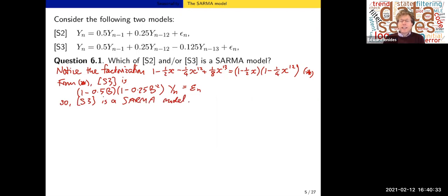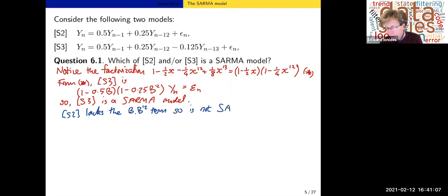Now, if you think about it, any SARMA form, when you write it in the form of 1 minus something B, 1 minus something B to the 12, you're always going to have that B to the 13 term that S2 doesn't have. So let's say S2 lacks the B times B to the 12 term. It is not SARMA, at least in the usual way of writing it.